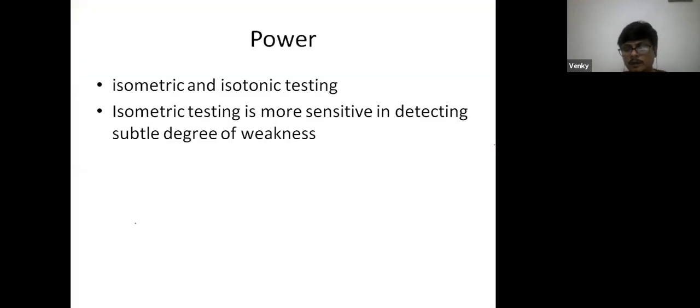Then, after examining the tone, coming to the power. Up to tone itself, you will get the diagnosis. With your proper history and proper examination, you will get the diagnosis, and you will come to know that definitely this group of muscles should be weaker than this group.